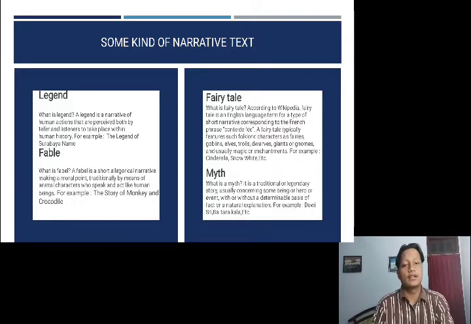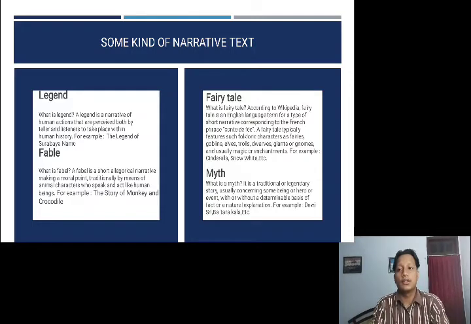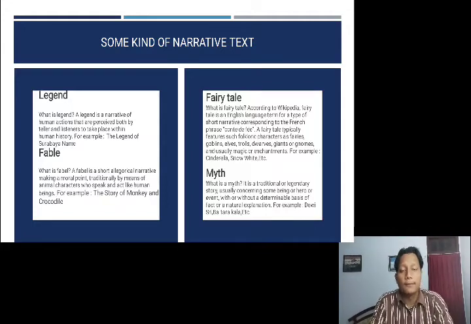First, it is a legend. What is a legend? A legend is a narrative text of human actions that are professed both by teller and listener to take place within human history. For example, the legend of the name Surabaya.